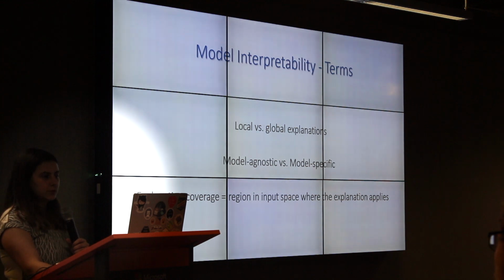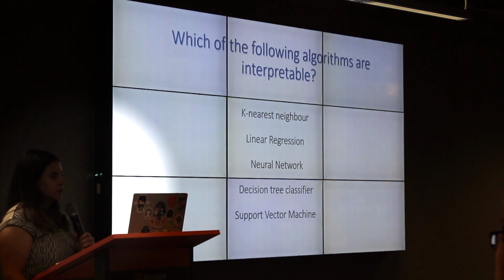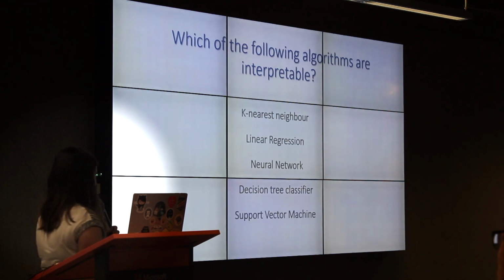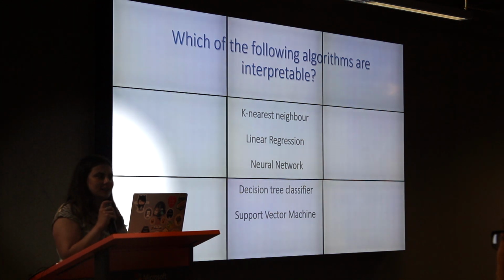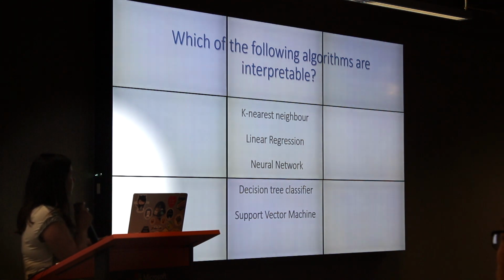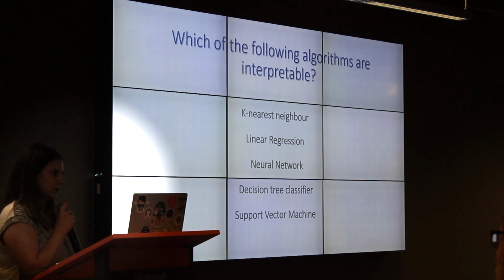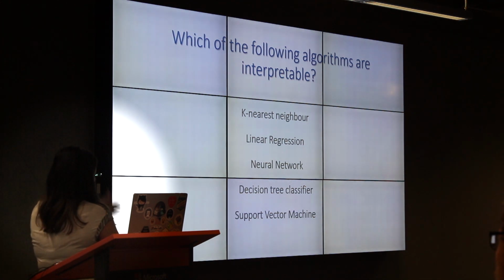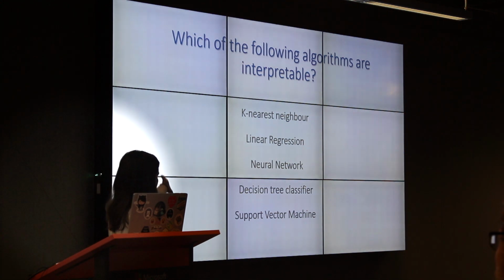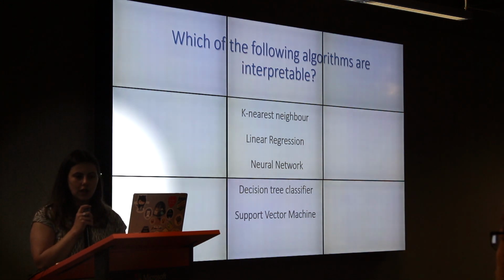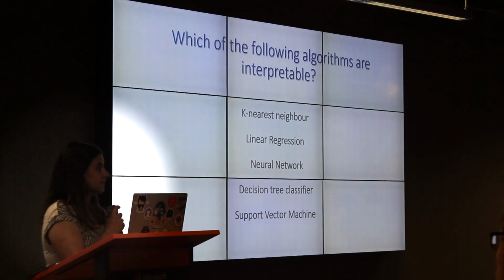Now, a question for the audience, and it would be really great to get some participation on this. Which of the following models or algorithms are interpretable? K-nearest neighbor, linear regression, neural networks, decision tree classifiers, or support vector machines.